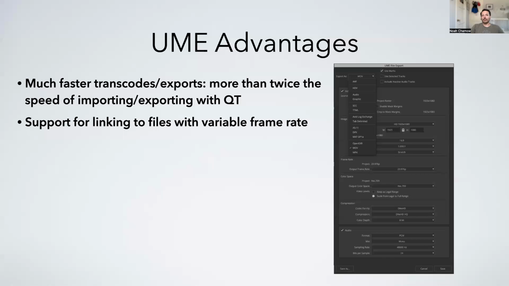Another thing that's really great about UME is that it now has proper support for linking to files with variable frame rate. So you might say, why would I ever need that? Well, a lot of phones, the iPhone, for example, will actually lower their frame rate to bring in more light in low light situations. So if you bring in iPhone footage, in older versions of Avid, it would retime it, because it was actually variable frame rate footage, so that if you tried to line it up with a camera that had a consistent frame rate, it wouldn't match.